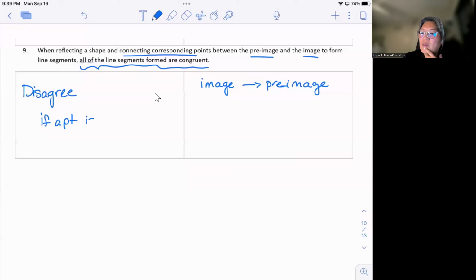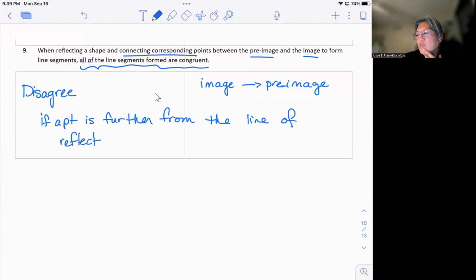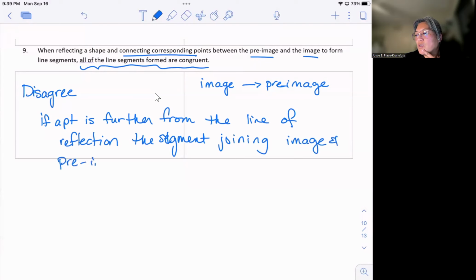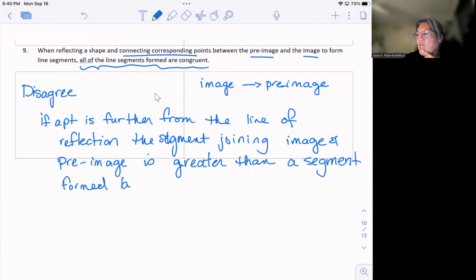If a point is further from the line of reflection, the segment joining image and pre-image is greater than a segment formed by a point closer to the line of reflection.